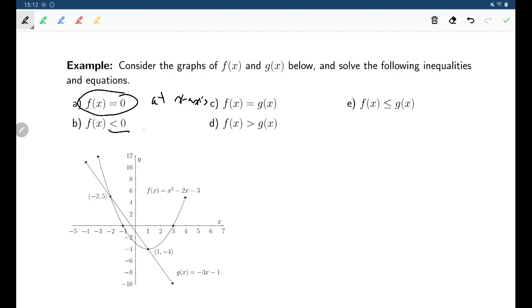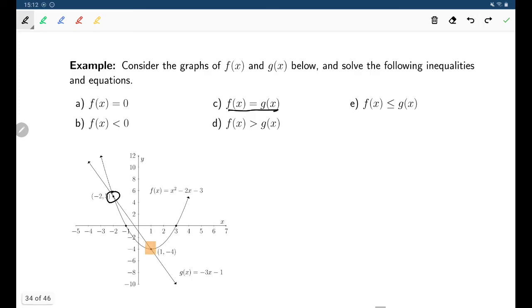Where is it less than 0? Where is that function below the x-axis? And when we've got two functions being considered, then if you're looking for something like f of x to be equal to g of x, where do they have the same coordinates? Where do they cross? So in other words, where do these functions intersect with each other?